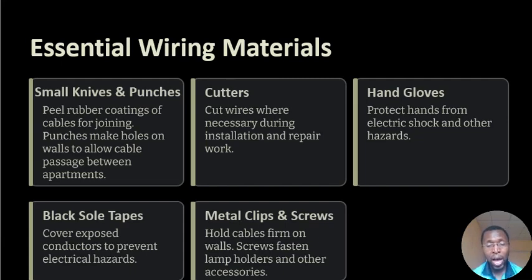Of course, we have the hand glove. The hand glove is used to protect the hand from electric shock and other hazards. And we have the black sew tapes. This is used to cover exposed conductors to prevent electrical hazards also. We have the metal clips and screws. These are used to hold cables firm on walls. Screws are used to fasten lamp holders and other accessories like we mentioned earlier.